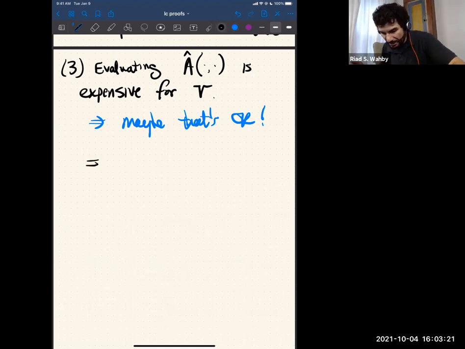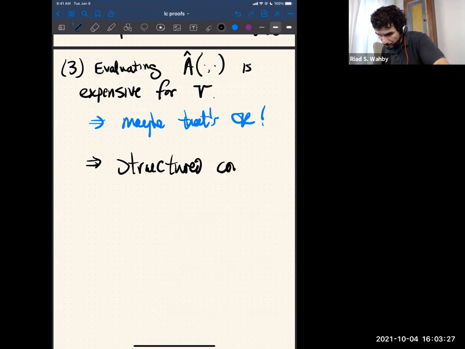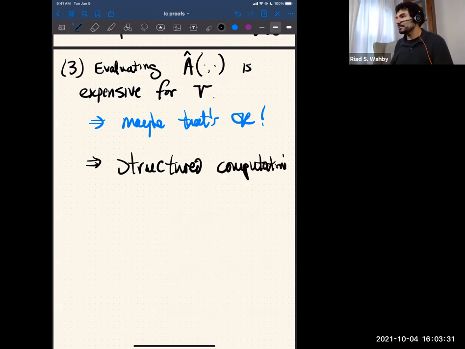Another possibility is, and I've mentioned this a couple times now, well, maybe it's a structured computation. So if the matrix A has some repeated structure to it, then probably I can play some trick where evaluating this polynomial, I can do it in a much smaller space and then in a much smaller amount of computation and then sort of step and repeat. So structured computations make this somewhat easier.